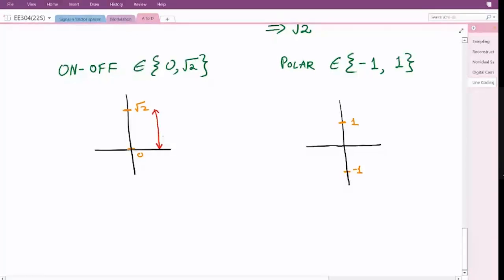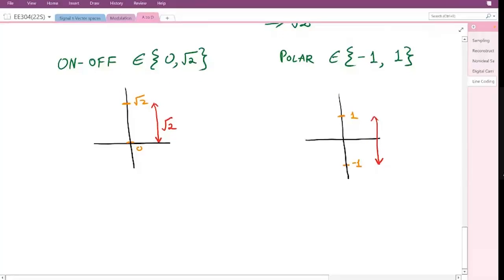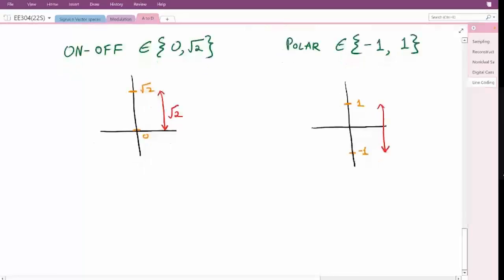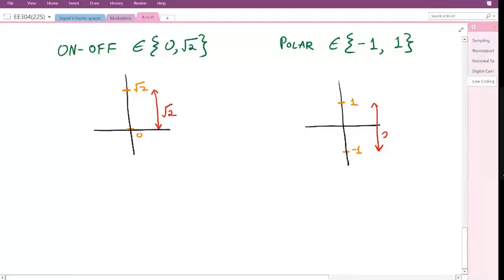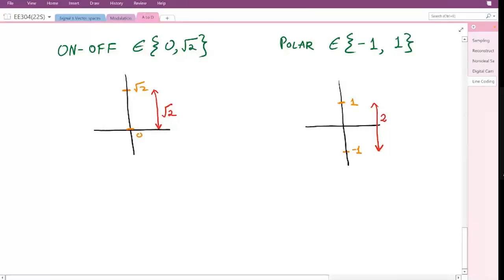Root 2. Is square root of 2. And what is the difference in the two levels for the polar case? 2. This is 2. If this is 2 and this is root 2, can anyone tell us which one would be better and why?